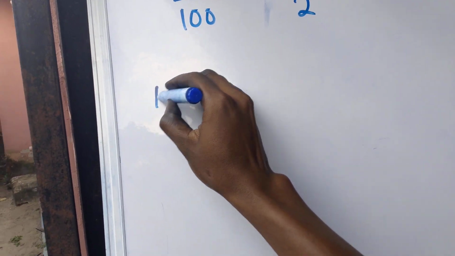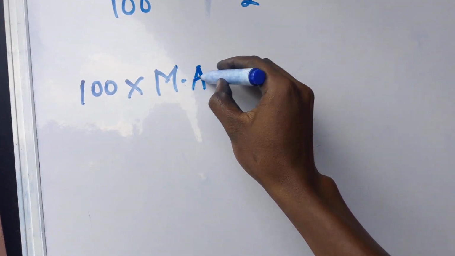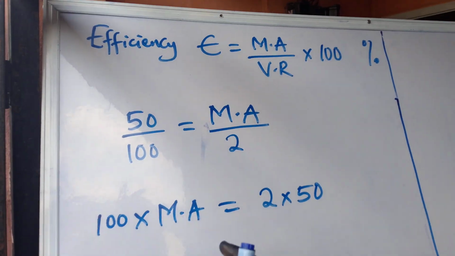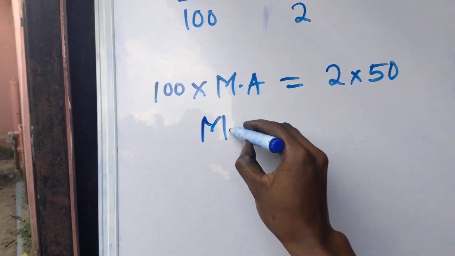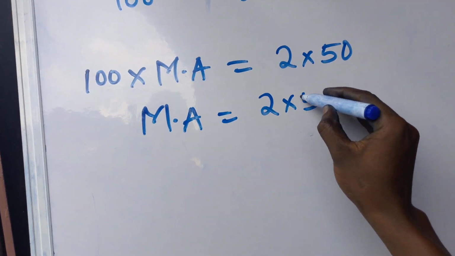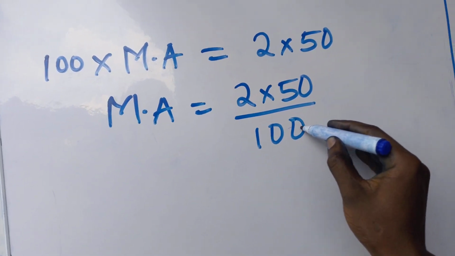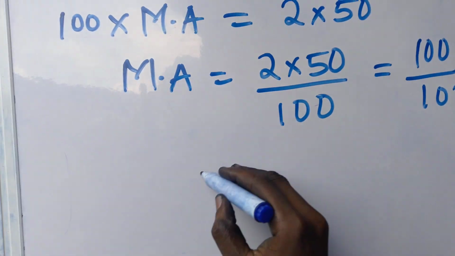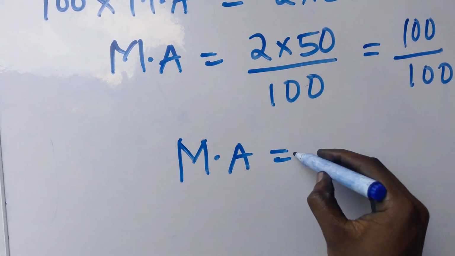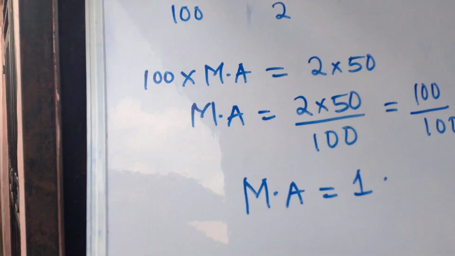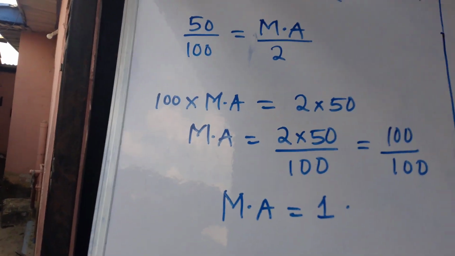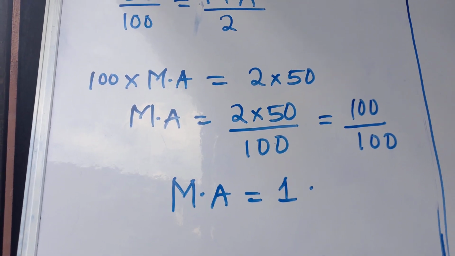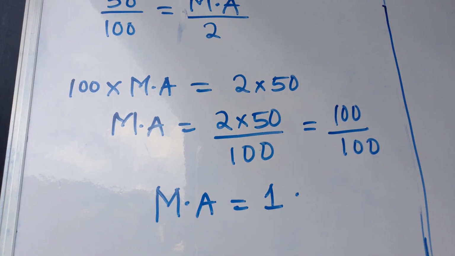If I cross multiply, I have 100 times mechanical advantage equals 2 times 50. So mechanical advantage will be equal to 2 times 50 divided by 100. 2 times 50 is 100, divided by 100, the denominator. So 100 divided by 100 gives me 1. My mechanical advantage is 1.